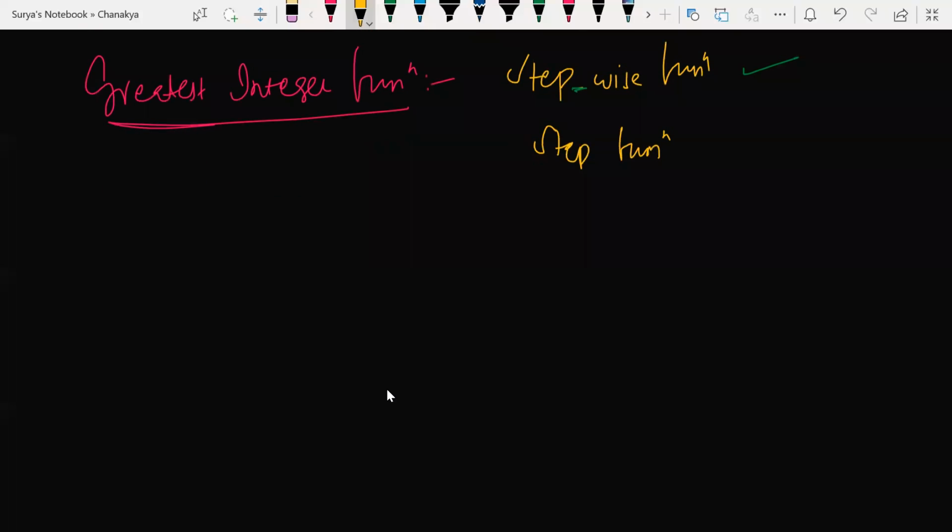Sir, why did we get this name called stepwise function? What exactly is the meaning of the greatest integer function? Let us try to understand that. For suppose I have f of x, anything you take, step x.